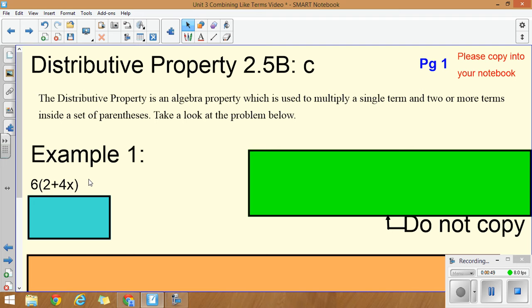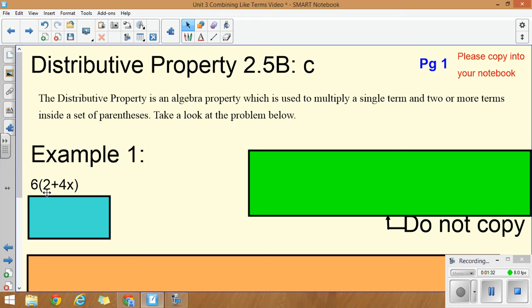Okay, so in example 1, the way we read this problem is 6 times the quantity of 2 plus 4x. The reason why we need the distributive property for this problem is because I can't take this constant and add this coefficient. We learned that in lesson 2.5b, and you also learned the vocab in 2.5 part A. So I need 6 of these parentheses. So imagine taking 2 plus 4x 6 times.